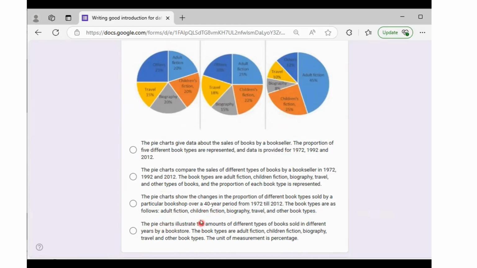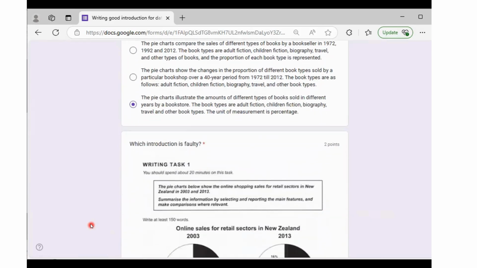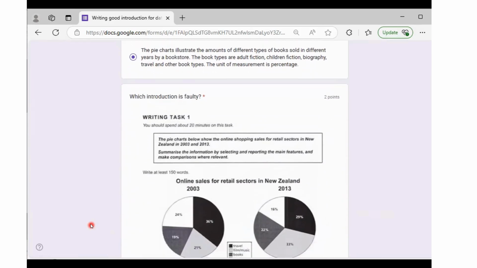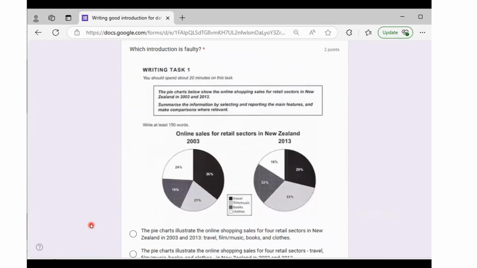The pie charts illustrate the amount. No, amount is wrong. It's not amount. The figure is in percentage, so you cannot use the word amount. Which introduction is faulty?